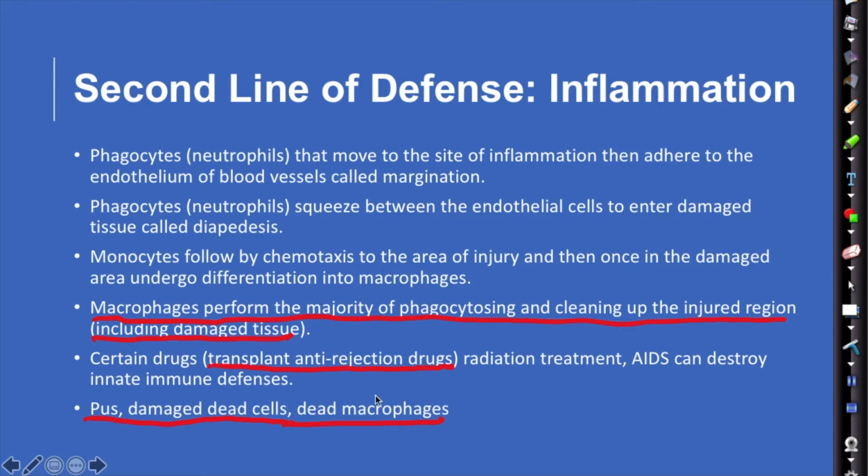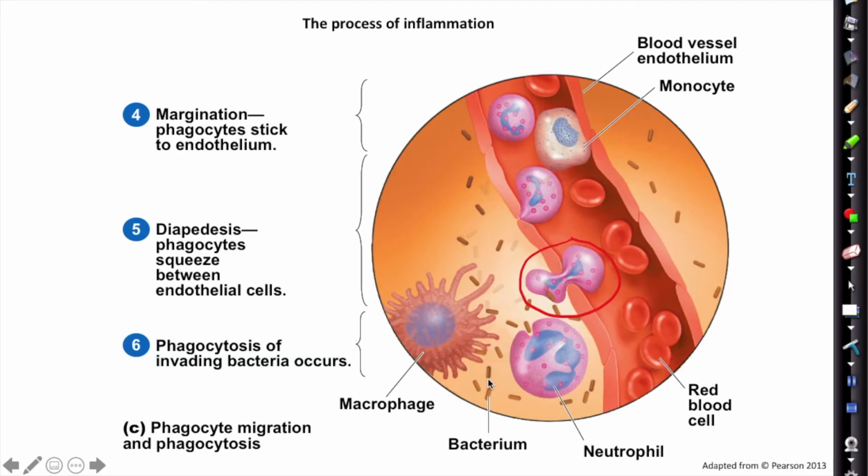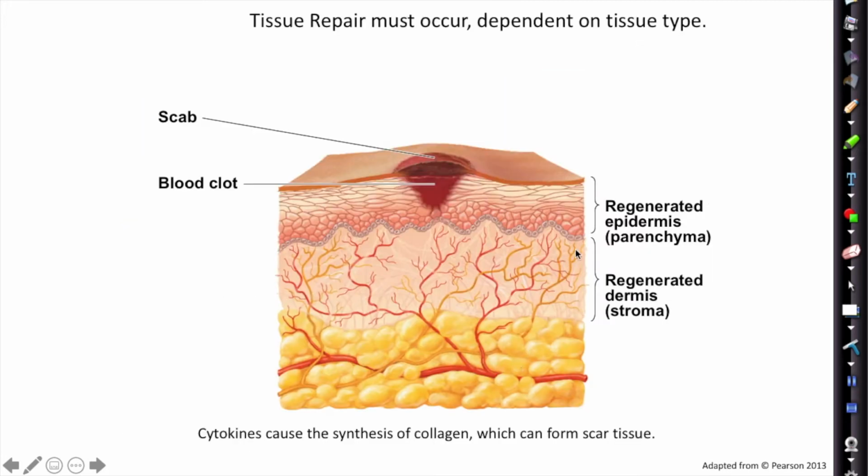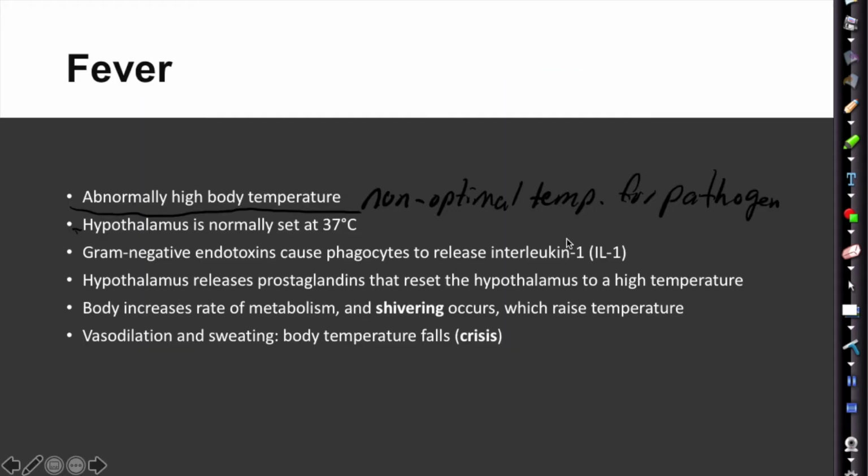Pus damage dead cells or dead macrophages. So typically a macrophage can phagocytose about 20 times and then it dies. So then it becomes pus. So this just shows you the squeezing through. This shows you what a scab is.